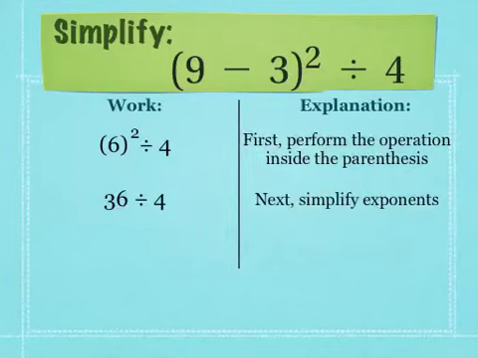There's only one operation left in this problem. 36 divided by 4 is 9. And the explanation for that would be, I just wrote then divide. It's the only thing left to do.